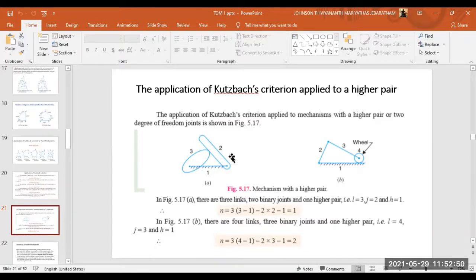So actually what will happen, if it is 3 links, then we can consider one binary joint, second binary joint, and third binary joint, right? When this binary joint is acting as a higher pair, we can add this one into higher pair and we should reduce that one from the binary joints. So I have binary joint 1 and binary joint 2 here, right? So here I have only two binary joints and this one is the higher pair, which is not a binary joint here. Alright.